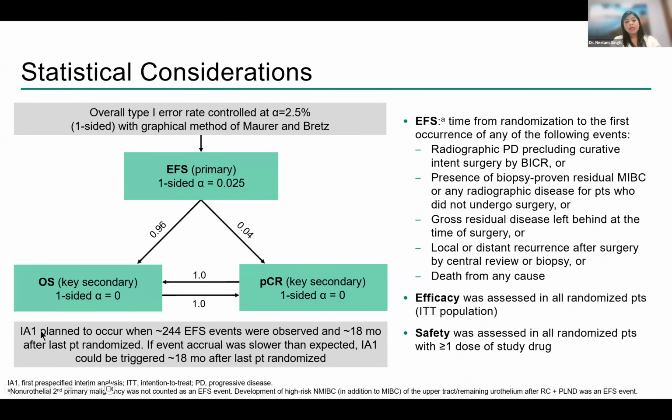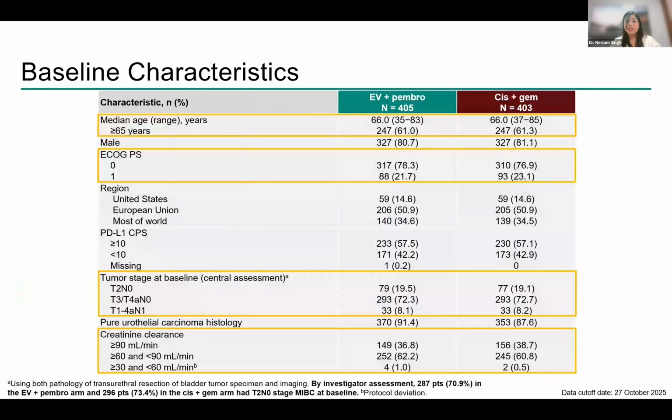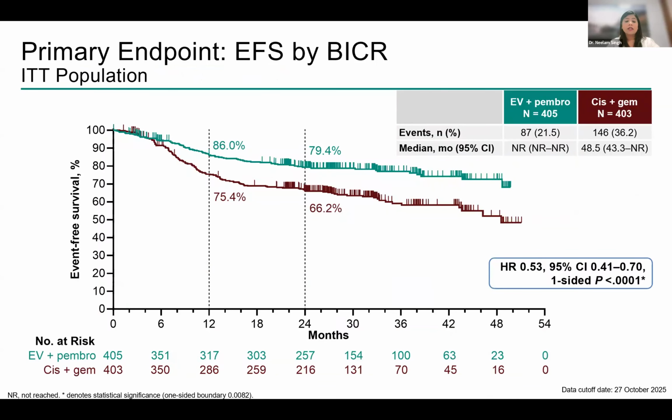The first interim analysis was planned to occur when 254 EFS events were observed, and 18 months after the last patient was randomized. If event accrual was slower than expected, the first interim analysis could be triggered 18 months after the last patient was randomized. This was the definition for the EFS. Looking at the baseline characteristics, it was pretty much well balanced in both arms, as per age, tumor stage, creatinine clearance and others.